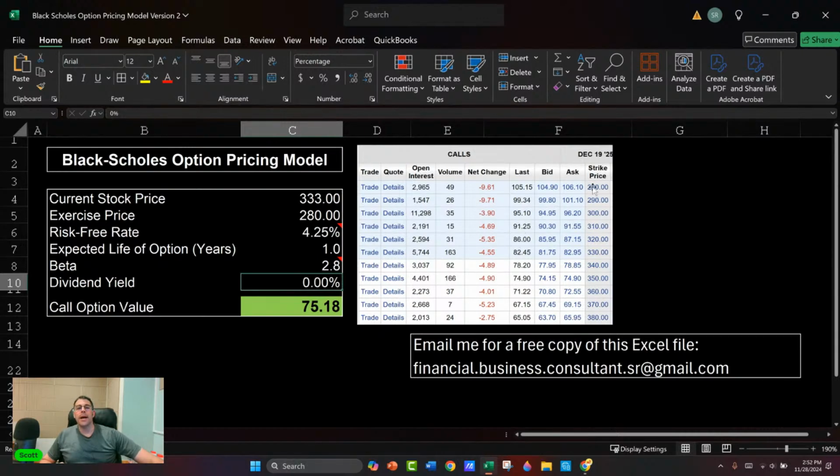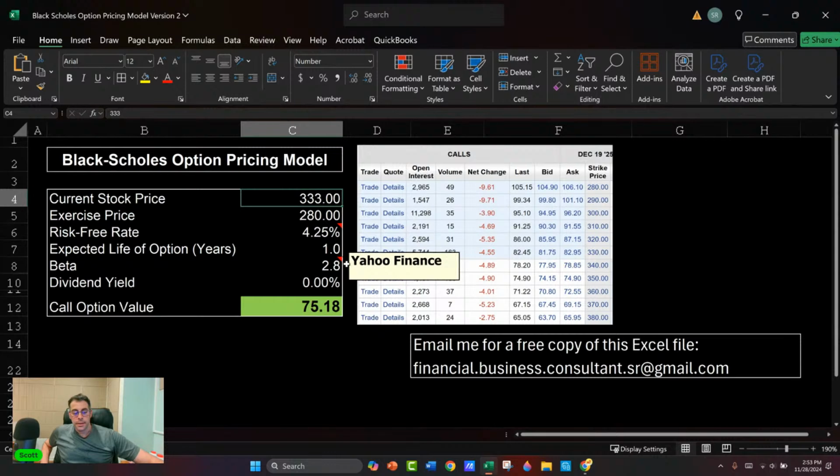So 280 is actually in the money. It costs $105 if you wanted to buy this option, and the model's price for it is 75. So in this example, you would not buy the option because you wouldn't want to overpay for it. You could keep plugging in different variables and try to find an option that's undervalued.